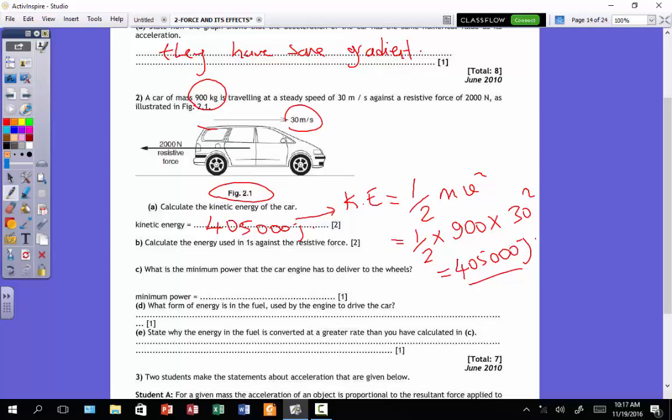Calculate the energy used in 1 second against the resistive force. Calculating the energy used means we can find the work done. Energy is the ability to do work, so the work done will give us the energy used: the resistive force times distance.